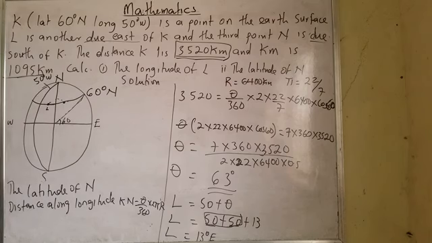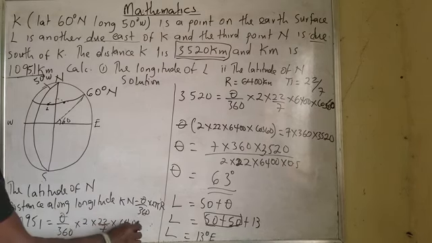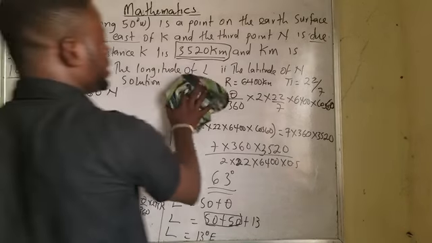The distance is equal to 1091, sorry, not 1091. The person who sent me this, there is a mistake. 51, sorry, 51. That is the question. Now, it means 10,951 will be equal to theta over 360 multiplied by 22 over 7 multiplied by 6,400. The same thing that happened here will also happen here.